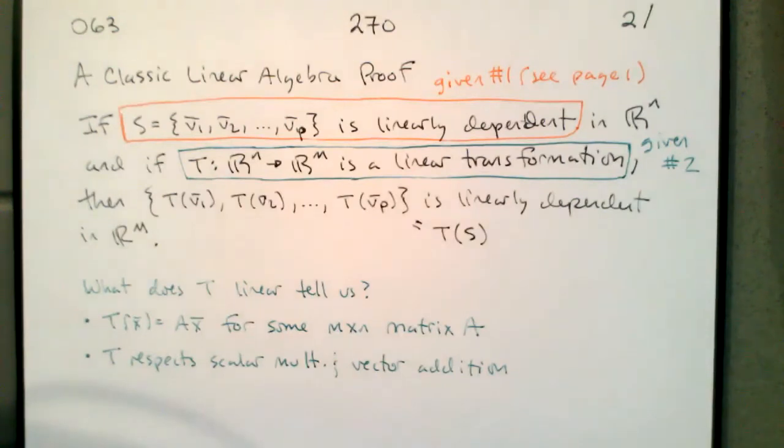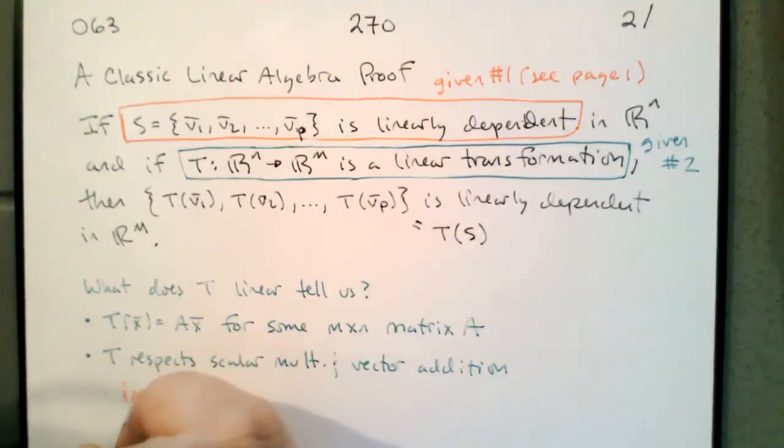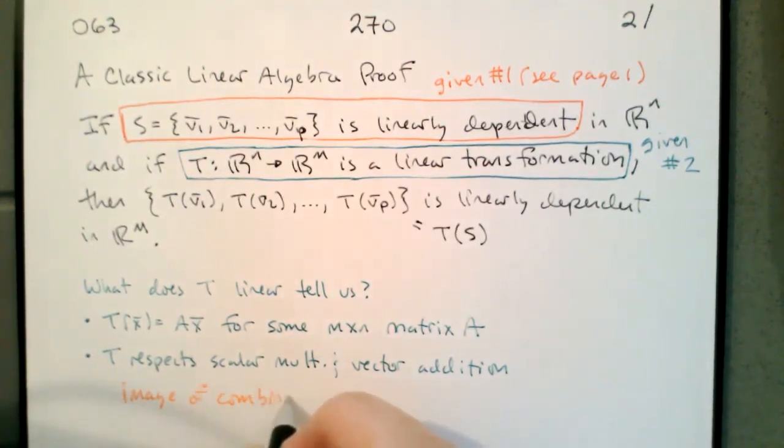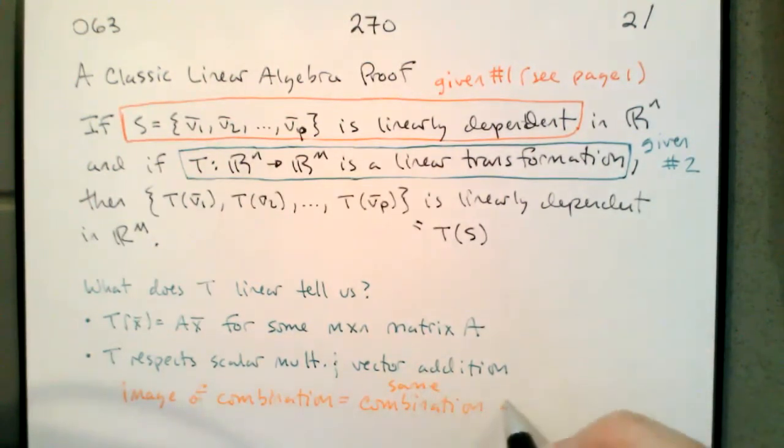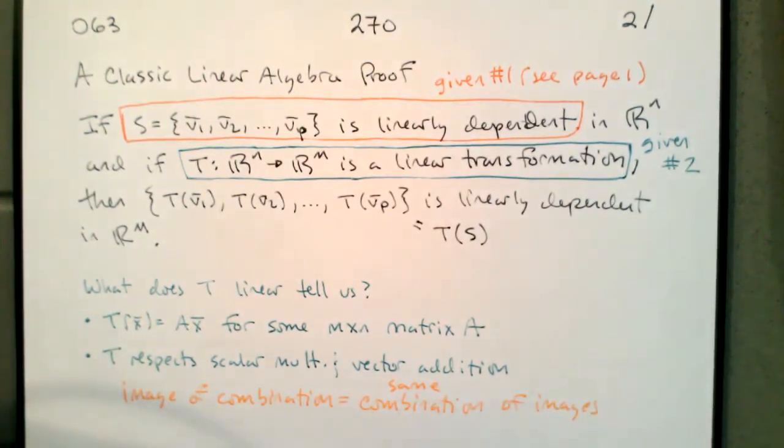So T respects scalar multiplication and vector addition. That means that the image of a combination is the combination of the images. The image of a combination is the same combination of the images. So the image of a combination is that same combination of the images.